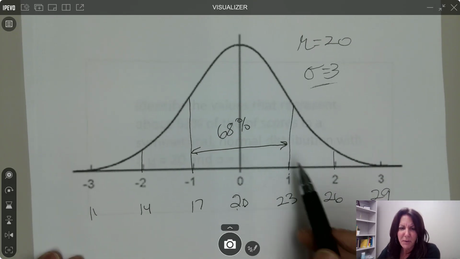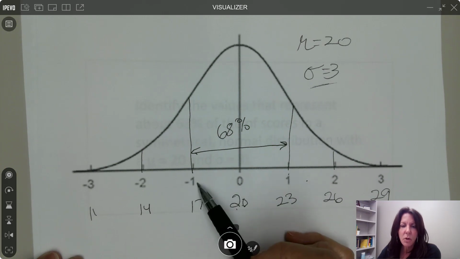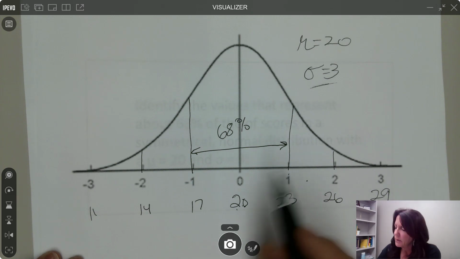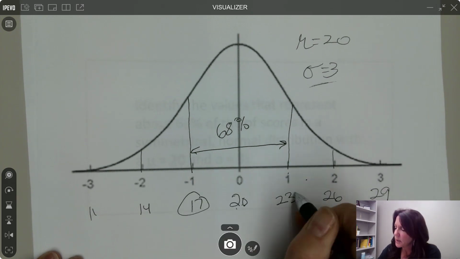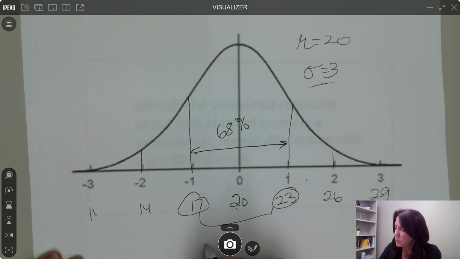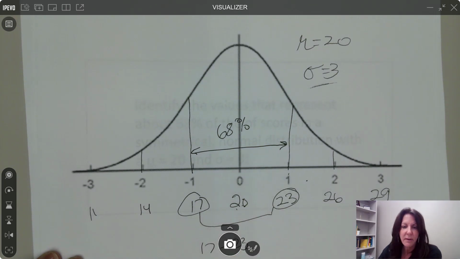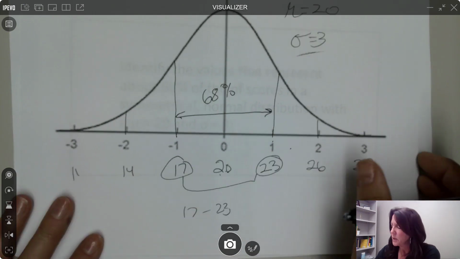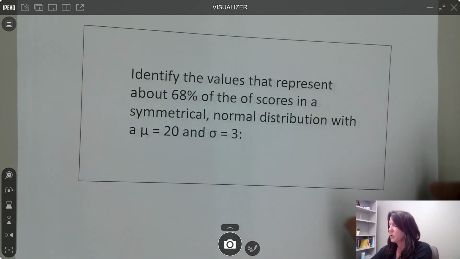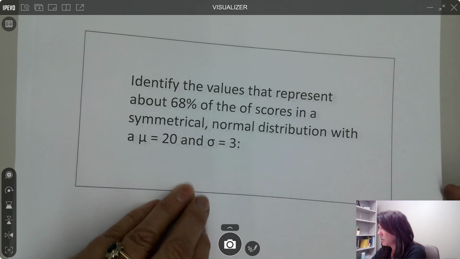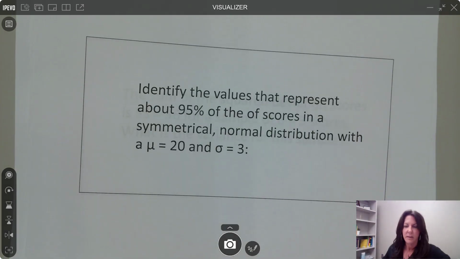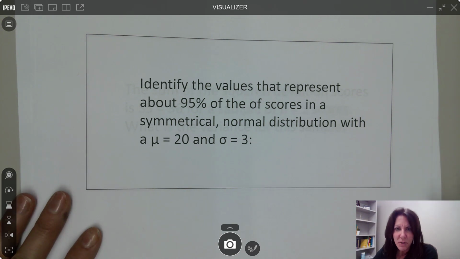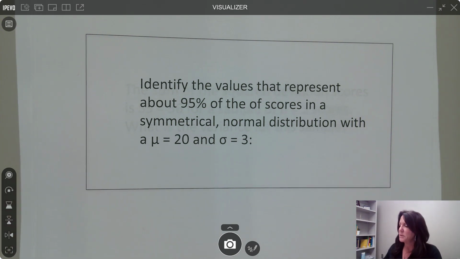If not, you can correct me, but okay. So between what two values do 68% of the scores lie? 17 and 23. So your answer to this would be 17 and 23. That would be your answer. All right. So the next question is similar. This says, identify the values that represent about 95% of the scores. Same mean, same standard deviation.